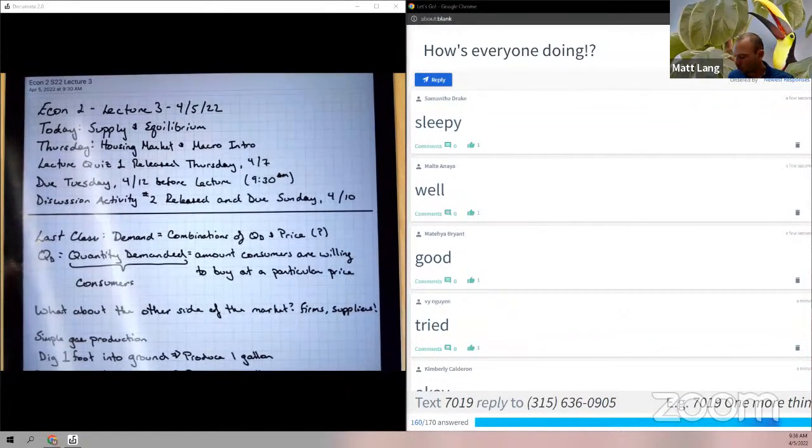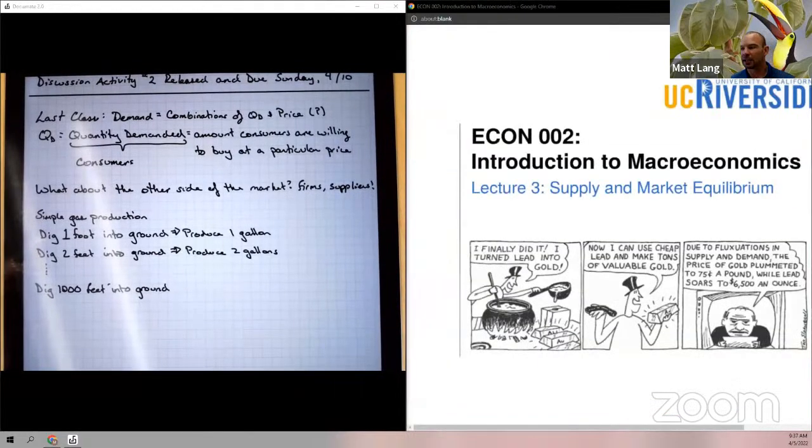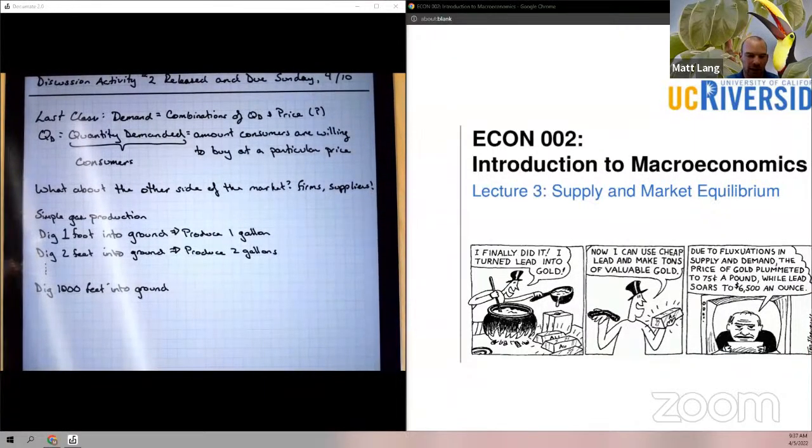All right, so what did we do last class? Let's get rolling. Last class we talked about demand. We're looking at how consumers respond to changes in prices. If we can take all the combinations of the prices of goods and services and the amount that consumers are willing to buy at those prices, we'll be able to create a demand curve. The amount that folks are willing to buy at these different price levels, the term we're going to use is quantity demanded.